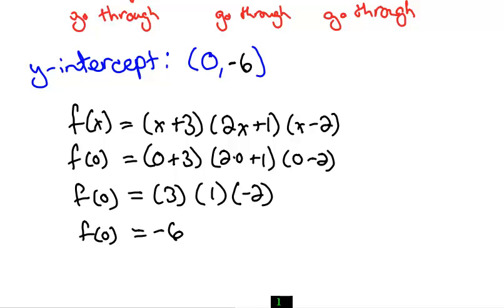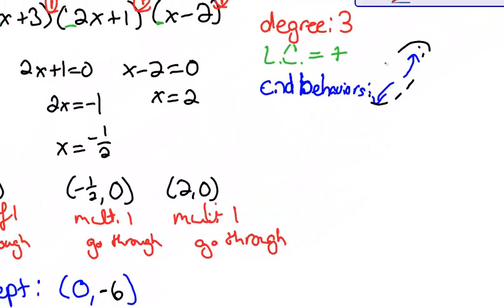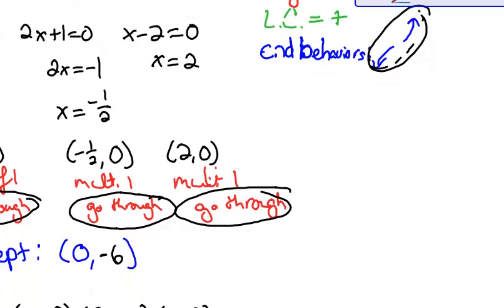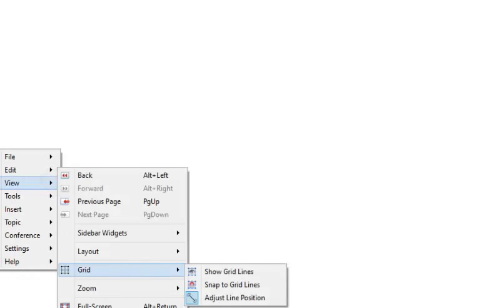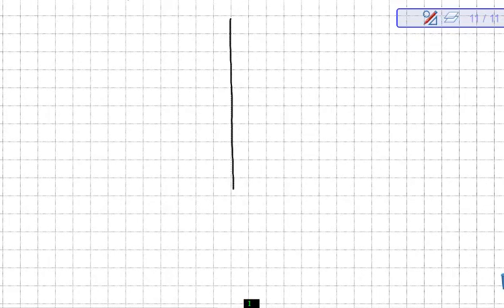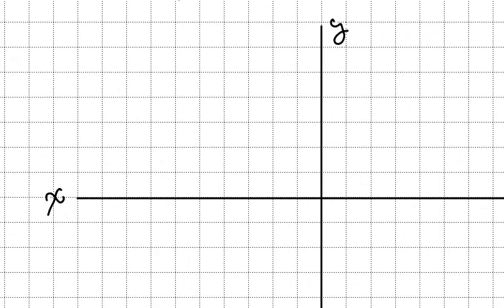So I actually now have 4 points I can plot. And I also know something about the graph, its end behavior, and I also know what's happening at each one of the points. So let's graph this thing. Let me get some grid lines going here to kind of help us out a little bit. So if I draw my xy coordinates, okay, so this is your x, this is your y.